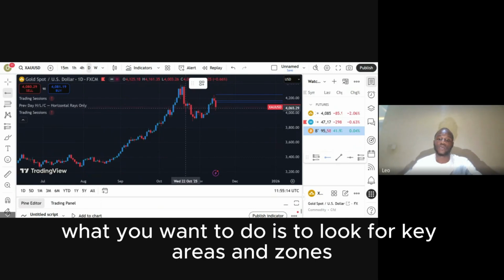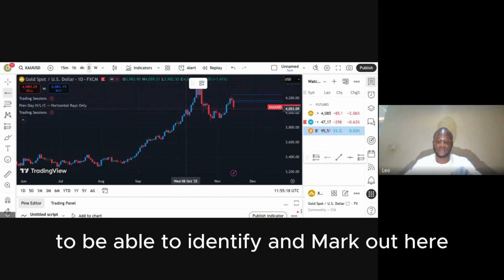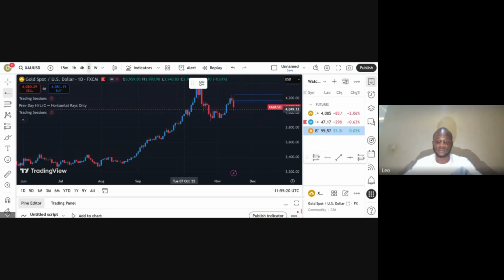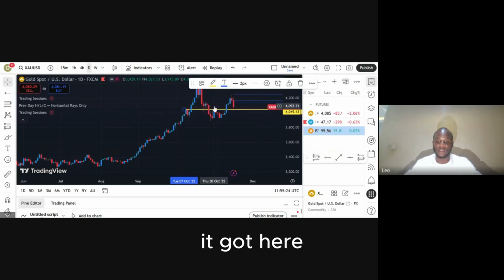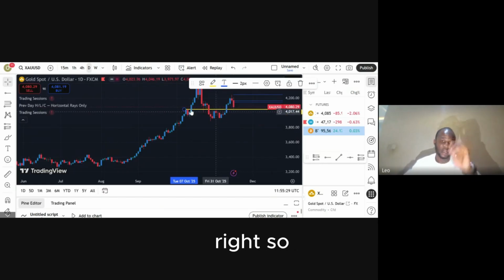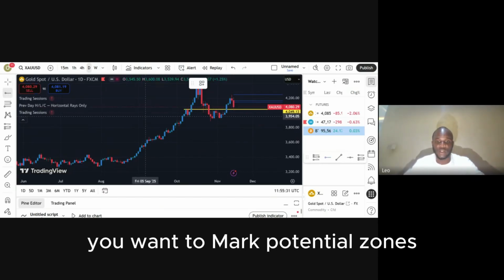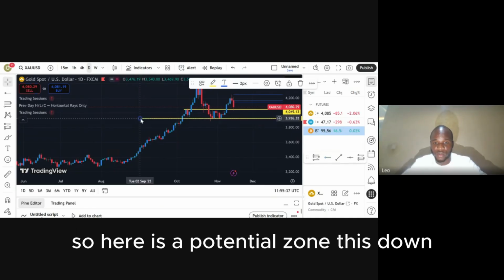So now what you want to do is look for key areas and zones to identify and mark out. There's a zone here. You see that price got here and rejected. It got here, it rejected. And now it tested here before it went up, right? So you want to mark potential zones where price will come from on the higher time frame, so that you keep an eye on those zones. So here is the potential zone.